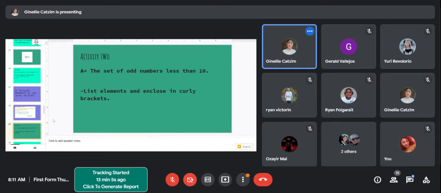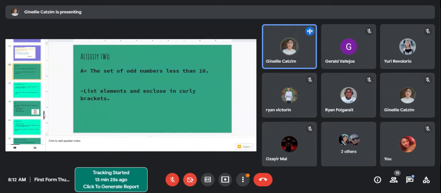Now we have set A here, which is the set of odd numbers less than 10. We are to list the elements and enclose them in curly brackets. And we list the elements that are found in this set. What is the set of odd numbers? Can someone share an element of this set? 1, 3, 5, 7, 9. Okay, very good. We have 1, 3, 5, 7, 9.